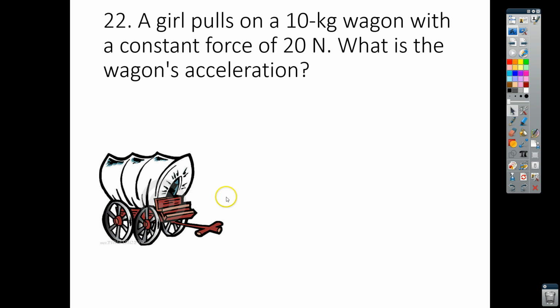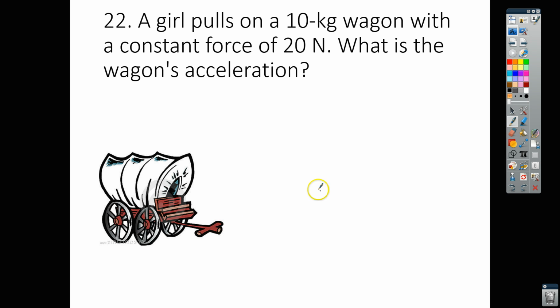number 22 just says, girl pulls on a 10-kilogram wagon with a constant force of 20 newtons. They want to know what is the wagon's acceleration. So here we're going to draw our girl. There she is, and she's going to pull the wagon here. And when she pulls the wagon, she pulls it with a constant force equal to 20 newtons.